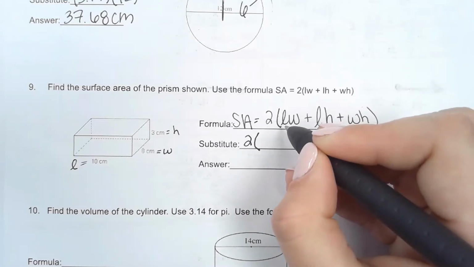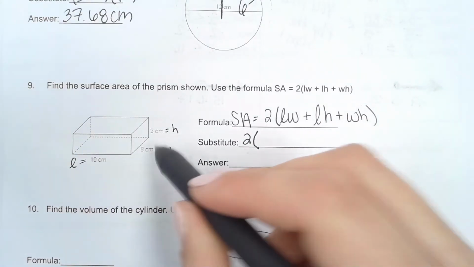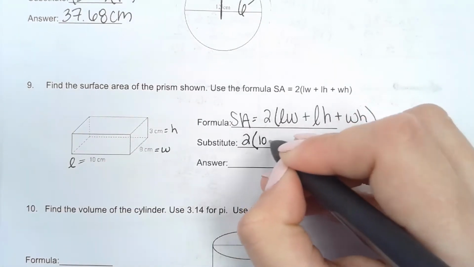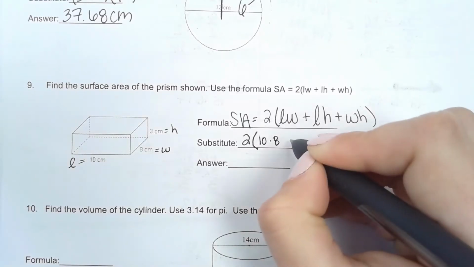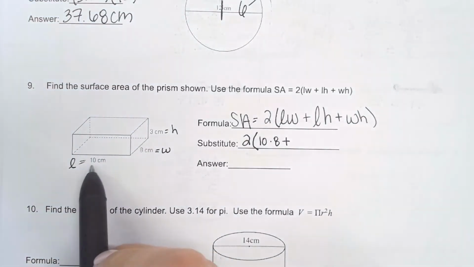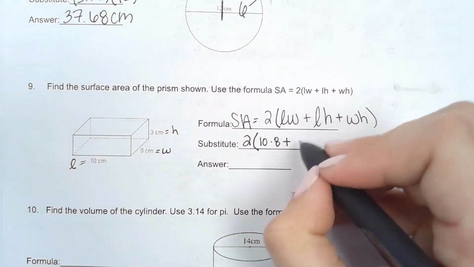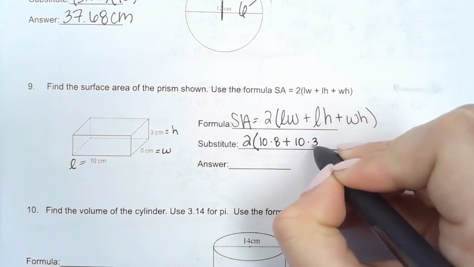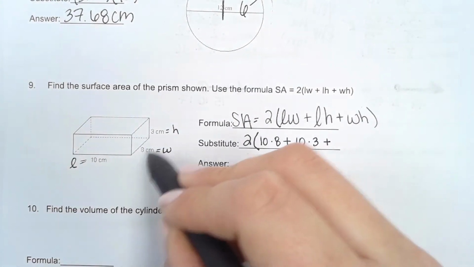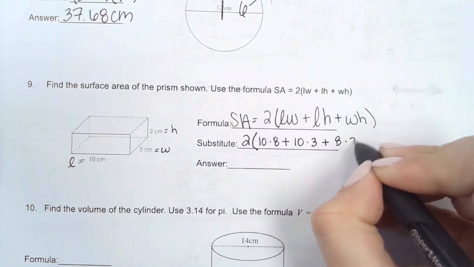LW means I'm multiplying these numbers. So L was 10 and W was 8. So I'm going to take 10 times 8 plus LH. So L was 10, H was 3. So 10 times 3 plus WH. So 8 times 3.